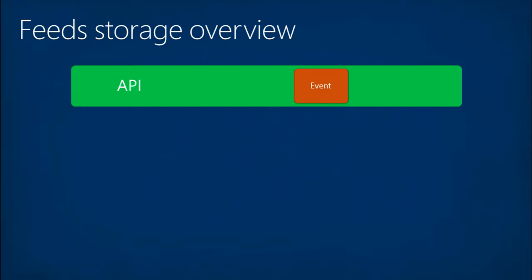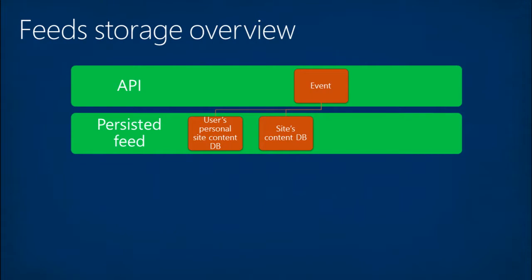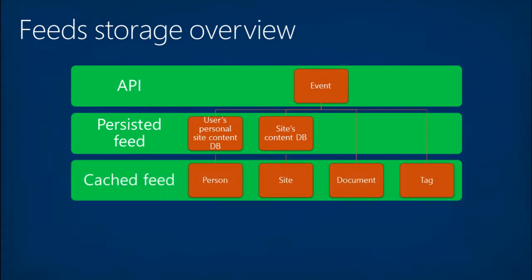So as I said, feed posts are represented in a persisted store location and also a cached location. The cached location is used to pick up things like the following, to populate things like the following view and the everyone view. And the persisted feed locations allow you to see data indefinitely, obviously. So persisted feed is the content database, the SharePoint list in everyone's personal site. The cache feed is App Fabric cache.